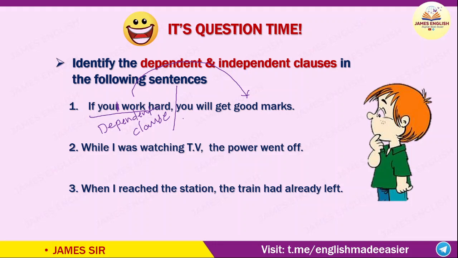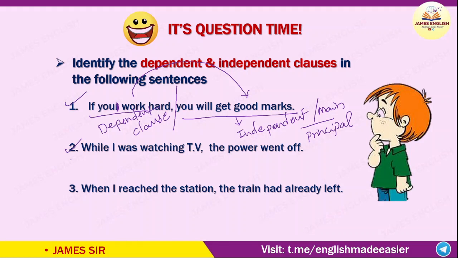Then what about you will get good marks? You will get good marks is called independent clause. Independent clause is also known as main clause. It is also known as principal clause. Let me read the second example for you. While I was watching TV, the power went off. While I was watching TV, is it dependent or independent? Yes, this is absolutely a dependent clause. Then the power went off should be called an independent clause.